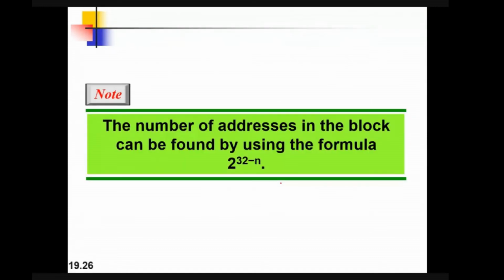The number of addresses is calculated using a formula. We will learn this in subnetting also. So I think we should stop with this.